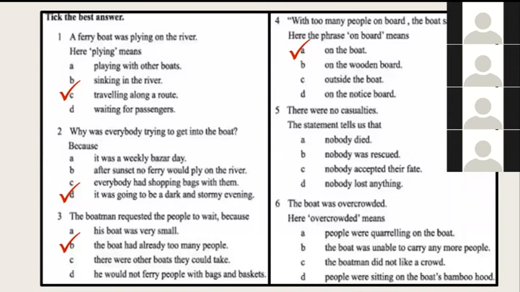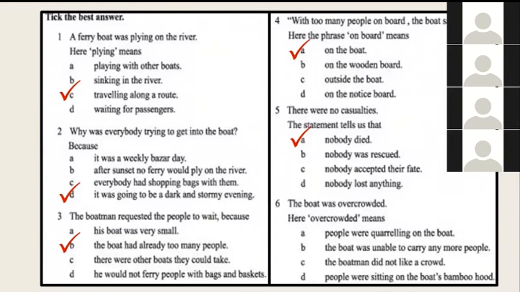Okay, there were no casualties. The statement tells us that what? Nobody died, nobody was rescued, nobody accepted their fate, nobody lost anything. I think nobody died. Okay, that means nobody died. Nobody accepted their fate? That means they depend on the fate. No. Nobody was rescued? That means everyone was rescued. Everyone passed the river. Nobody lost anything? Yes, someone lost their salt and their necessary things also. Yes, but nobody died.